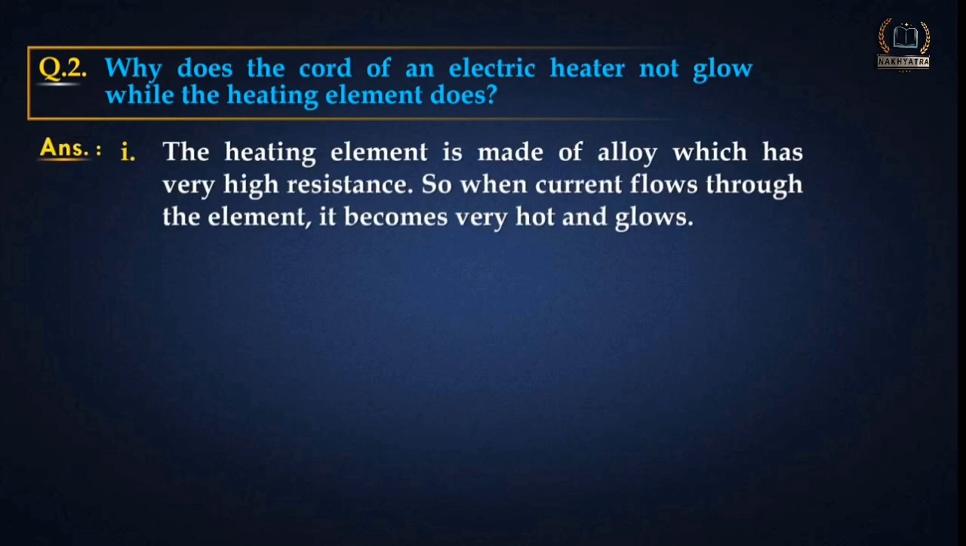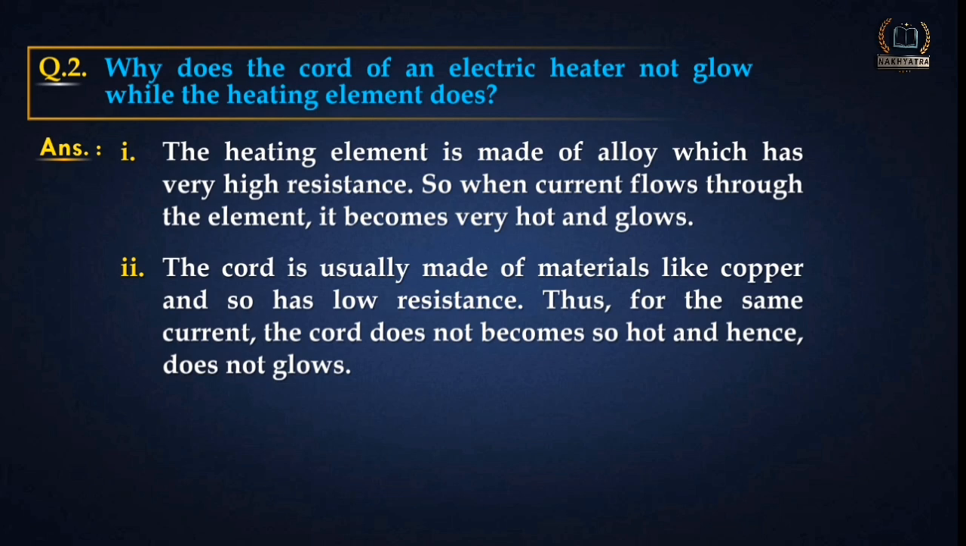So see the answer: the heating element is made of alloy which has very high resistance. So when current flows through the element, it becomes very hot and glows. We know that alloys have very high resistance, so when current flows through the element, it becomes hot and thus it glows, okay? Now see the second point: the cord is usually made of materials like copper and so has low resistance. Thus, for the same current, the cord does not become so hot and hence does not glow.